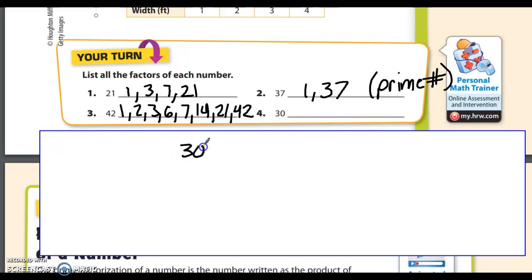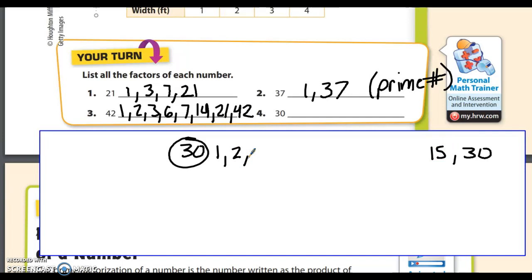Let's go through them. This is an even number, which means what I just said about 42 is true. The first factor of every even number is 1, and the last is itself. And the second factor is 2, and the second to last is half of itself. Half of 30 is 15. And then you just go through the rest of your factors.